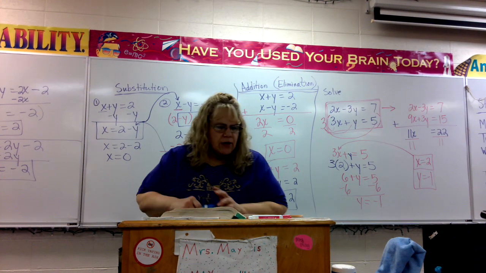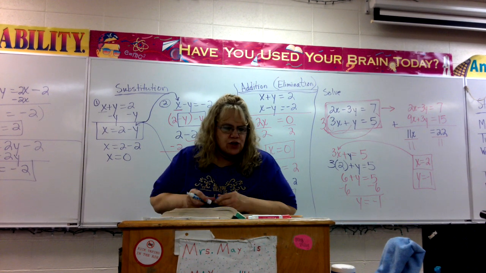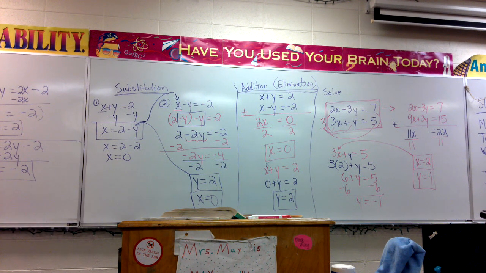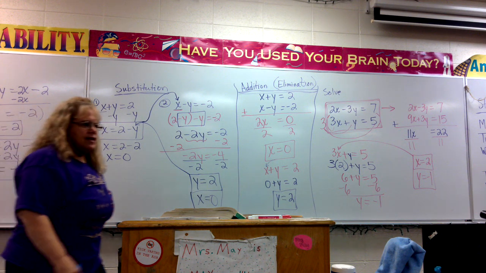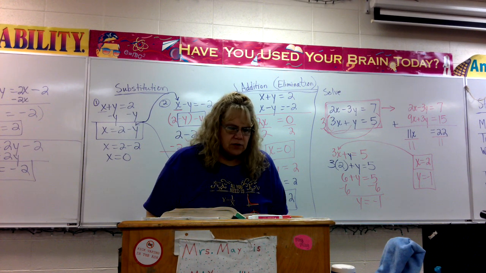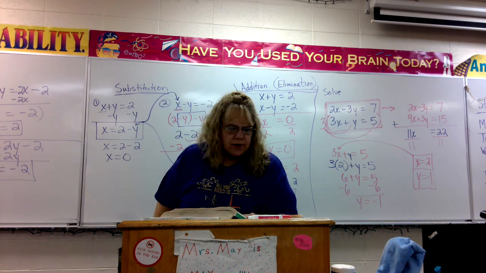How about this one? 2x minus 3y equals 3. 2x minus 3y equals 3. Bye, Madison. I hope you have a good rest of your birthday. Thank you. See you Friday. Adios. 2x minus 3y equals 3.